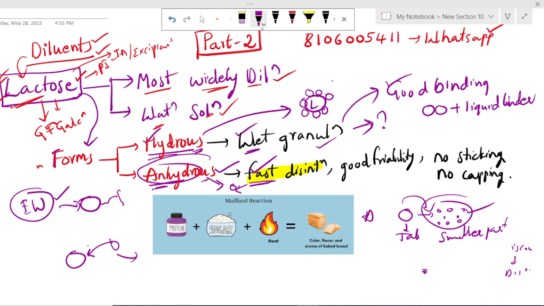That is why the enhanced wettability and low moisture content of anhydrous lactose lead to the fast disintegration property, and it has good friability, no sticking, and no capping.